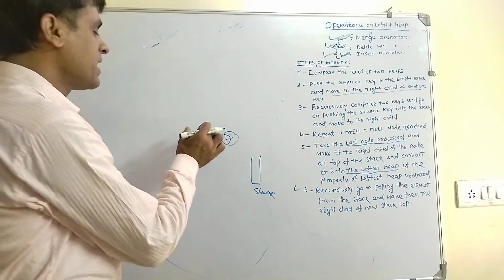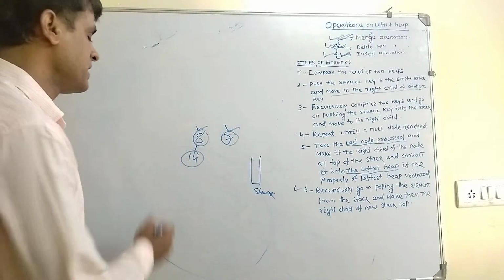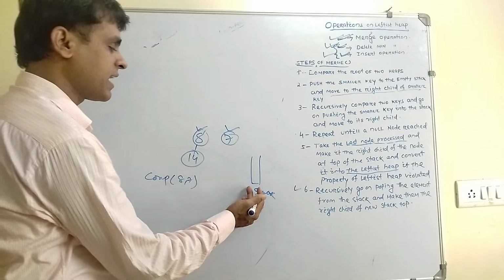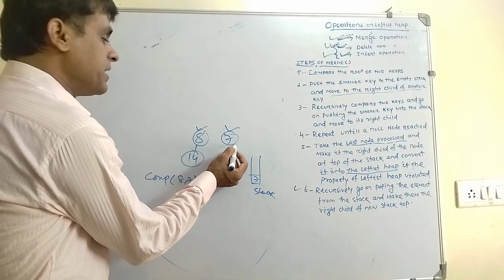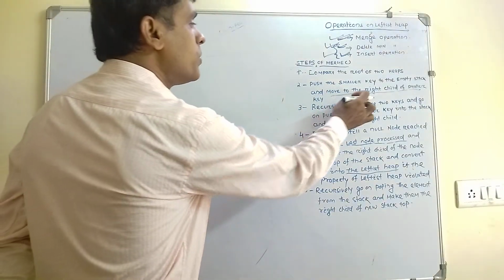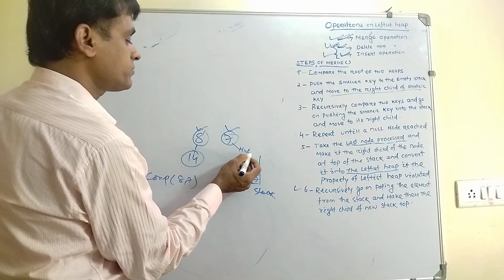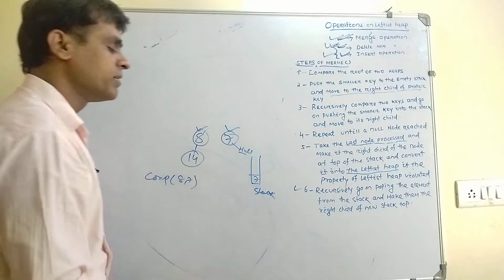What are the steps? Compare the roots. 8 will be compared with 7. If we compare 8 and 7, then who will go to the stack? 7 will be put into the stack. Then we recursively move to the right child of the smaller key. Smaller key is 7, right child is null. Now we repeat until a null value is reached. Now we get a null value.